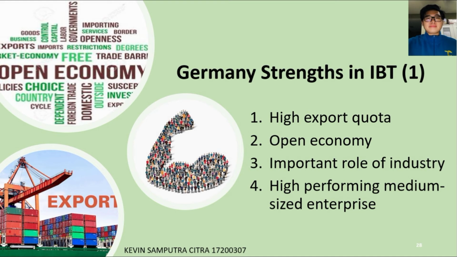The second strength is Germany's open economy. Judging by the importance of foreign trade for gross domestic product, GDP, Germany is the most open economy among the G7 countries, namely Canada, France, Germany, Italy, Japan, United Kingdom, and the United States. The foreign trade quota is currently 84.4%. That's the sum of imports and exports in relation to GDP. In comparison, the US quota is 26.7%.